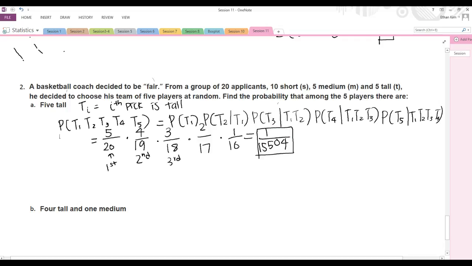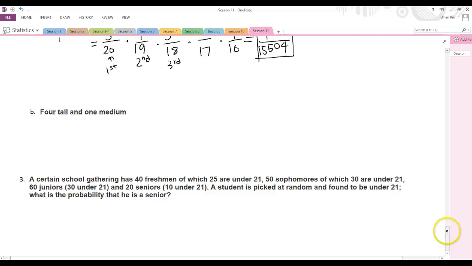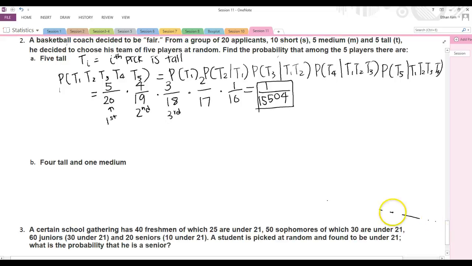Okay, now it says here we have 4 tall and 1 medium. So this is the probability of 4 tall. This is 4 tall and 1 medium, right?